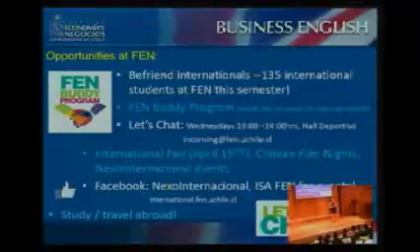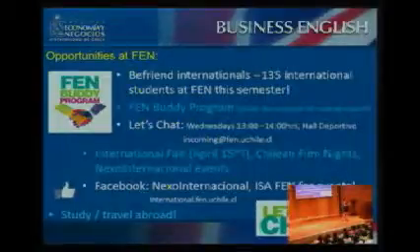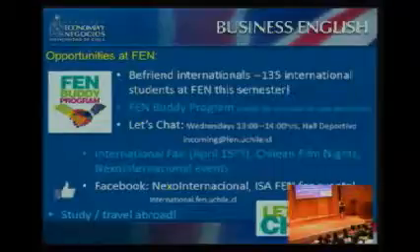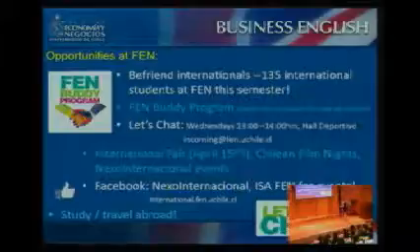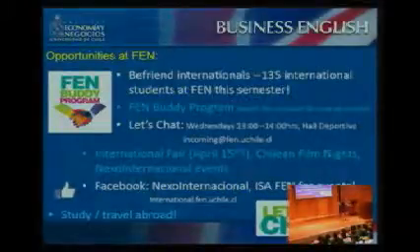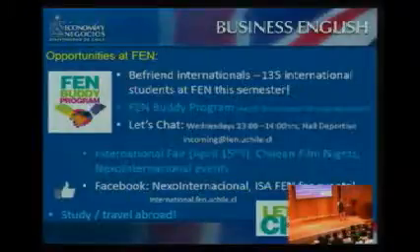There are 135 international students in some of your classes, at least here at FEN, wandering around, some of them lost, hopefully most of them not lost. But they want to meet you. They want to know what it is like to be a Chilean student. And who can tell them that? You all can, because you're Chilean students.